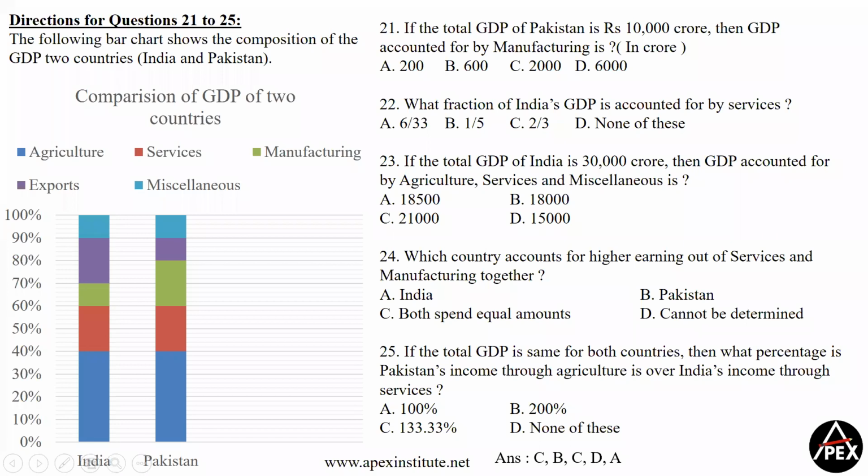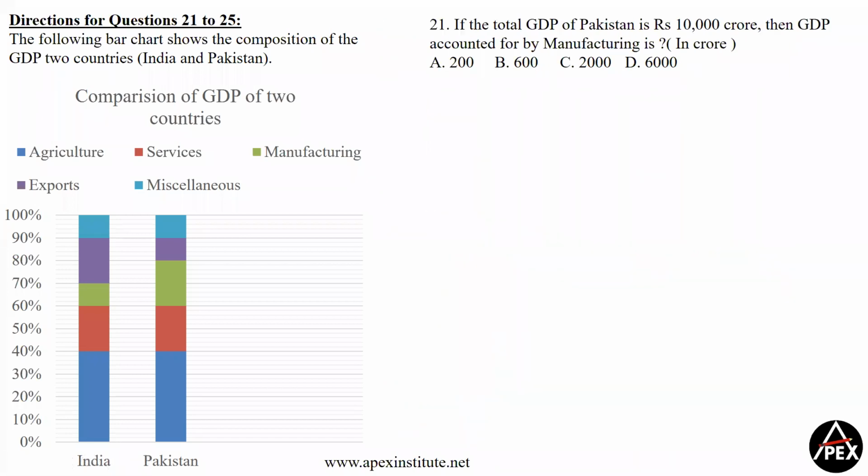Okay. Now we are given a stacked bar chart, giving us the details about the composition of GDP of two countries. What is GDP? Gross domestic product. So how is it calculated? Sum of the gross products of individual services in a group, sir.